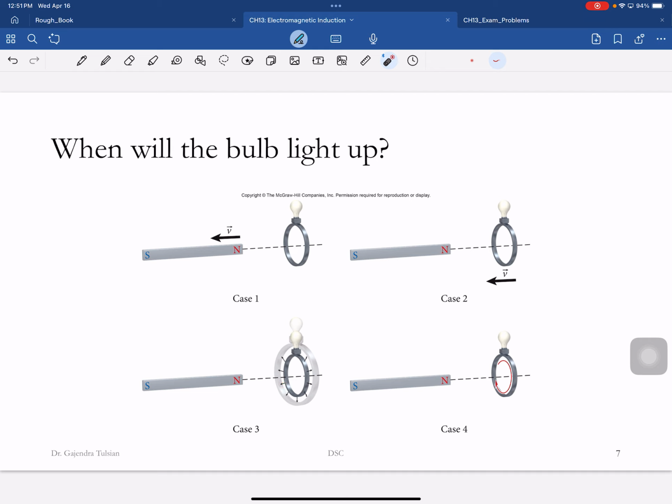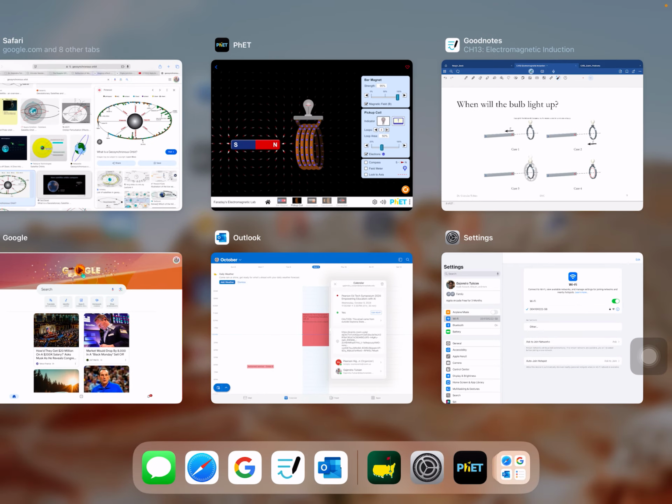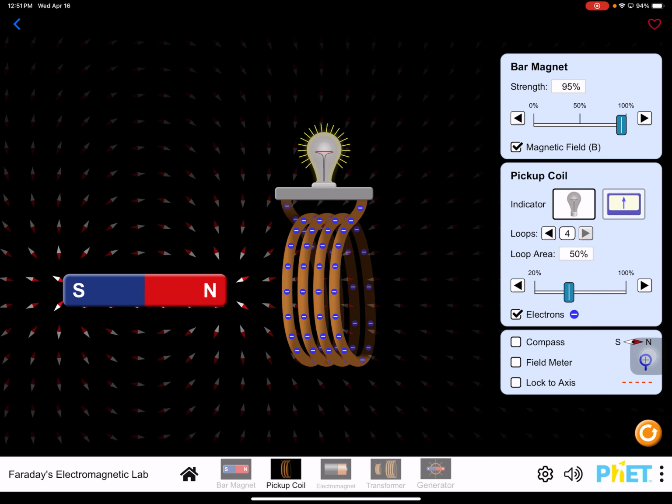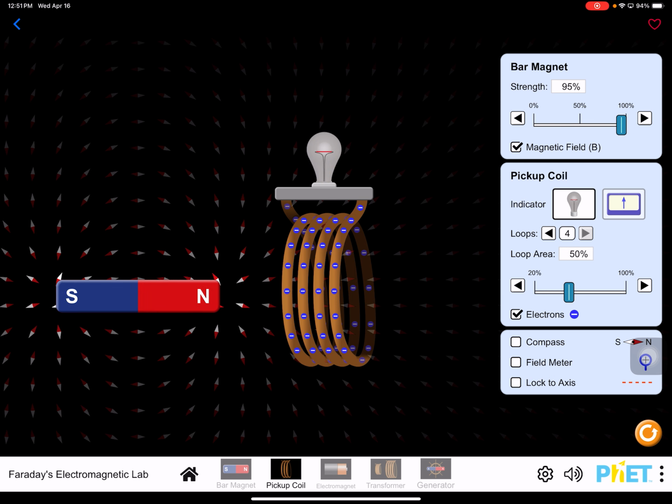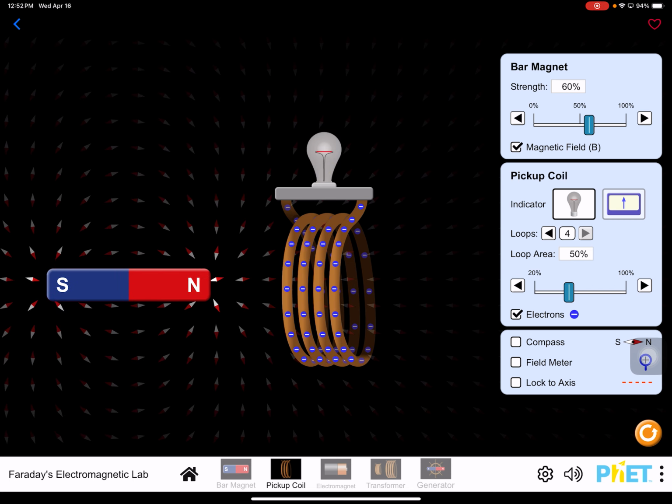All right, how about this guy? The magnet is steady, at rest, and you change the area, the bulb will light up. This case, where you're turning the ring like that, it won't light up. By the way, I do have an app here, and so you can see. If I change the strength of the bar magnet, dB by dt is decreased. And you see the EMF induced is lower.